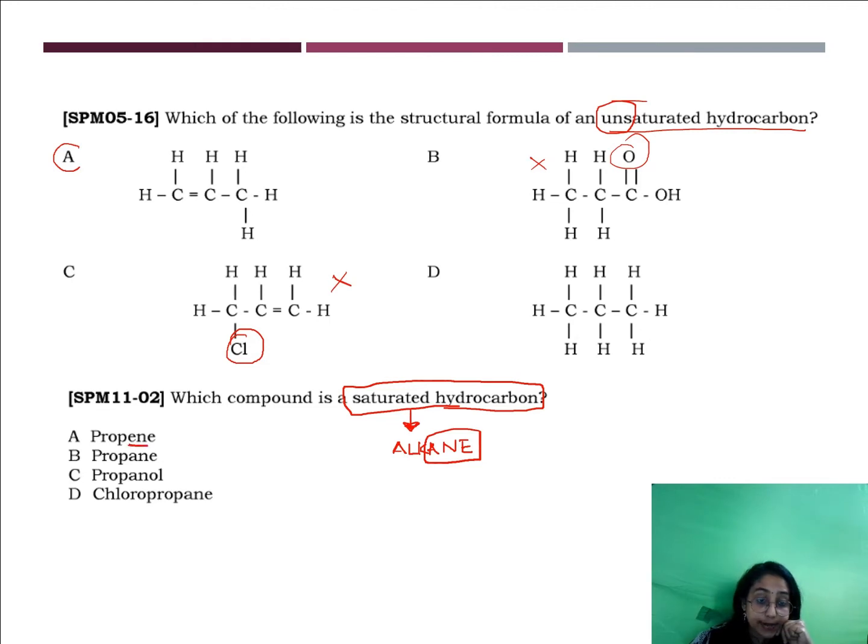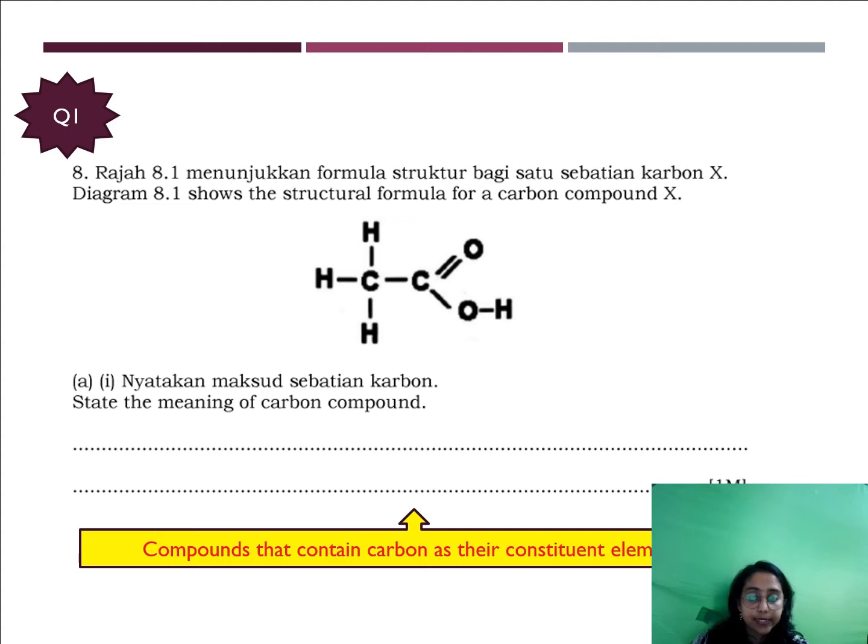Okay, now let's look at this. Propene is alkene, so it's unsaturated, not saturated, so it's rejected. Now propane, can you see the A? That means this propane is a member in the homologous series of alkane. So the answer will be B. Propanol is alcohol.